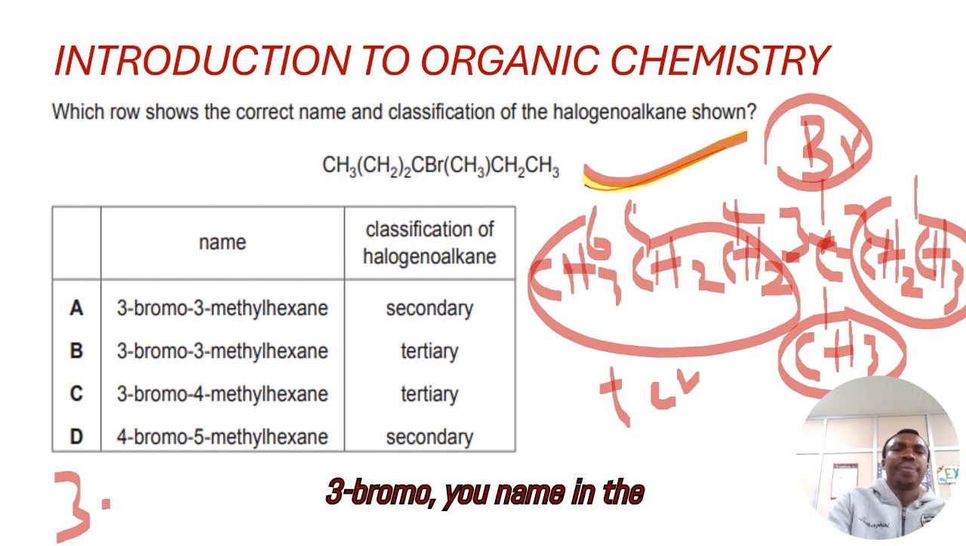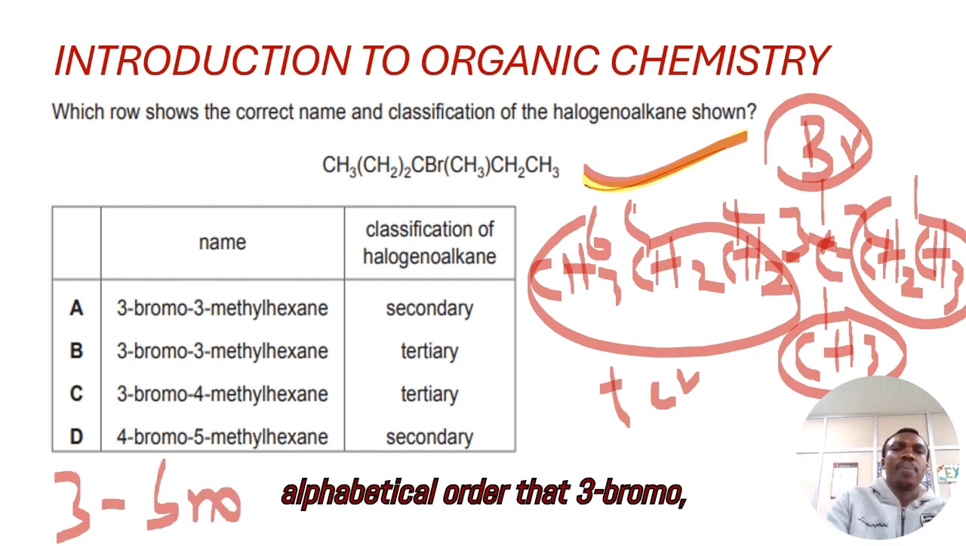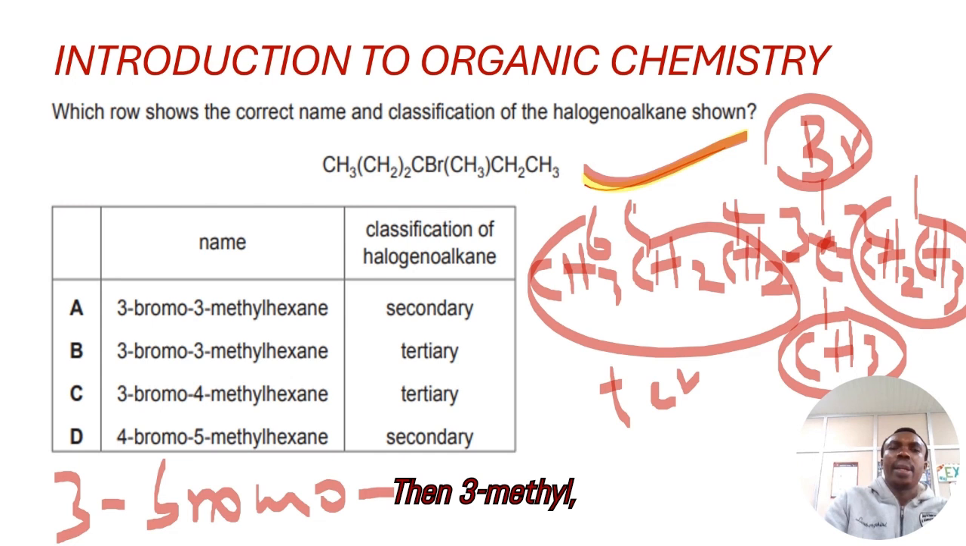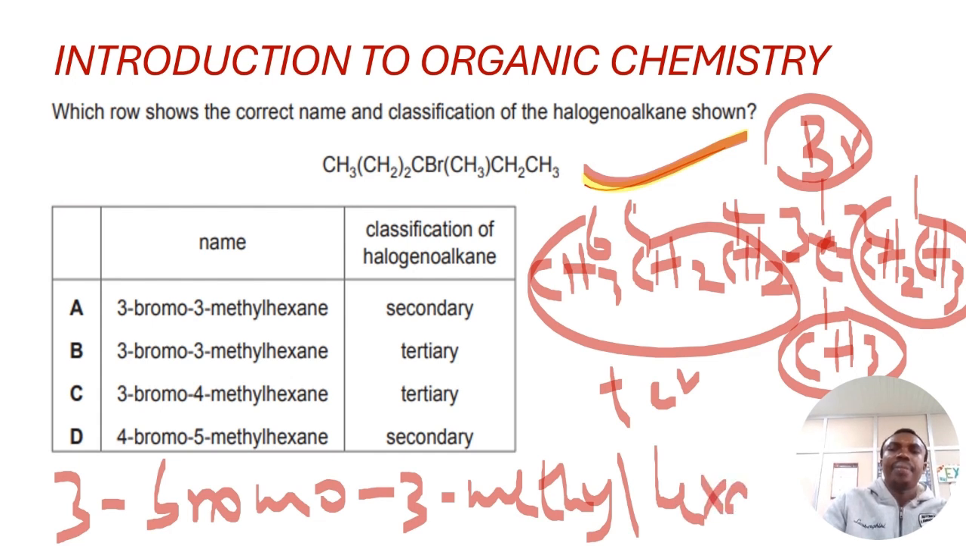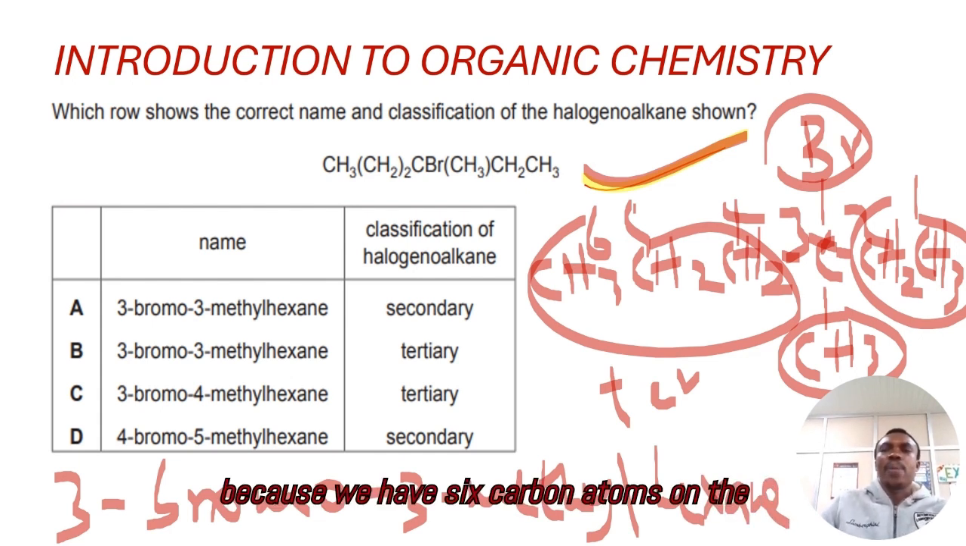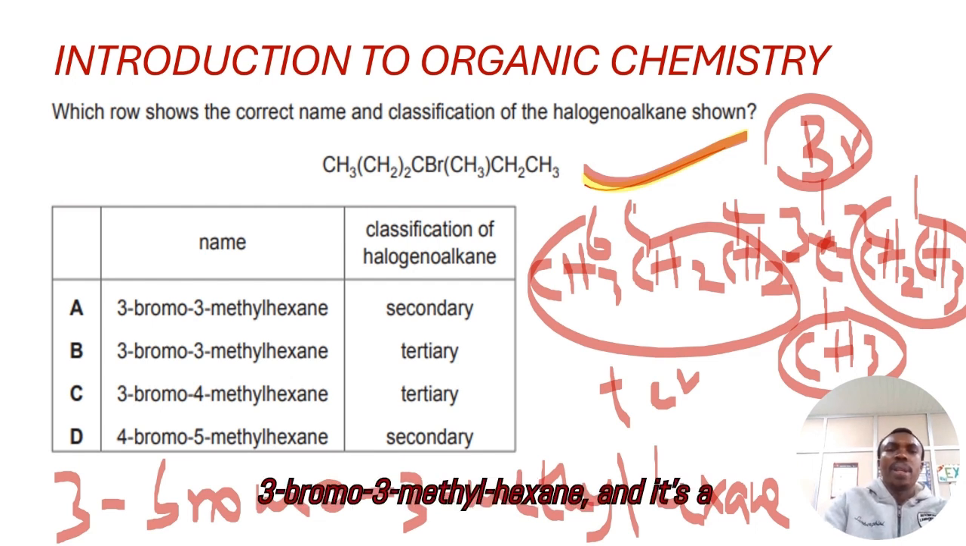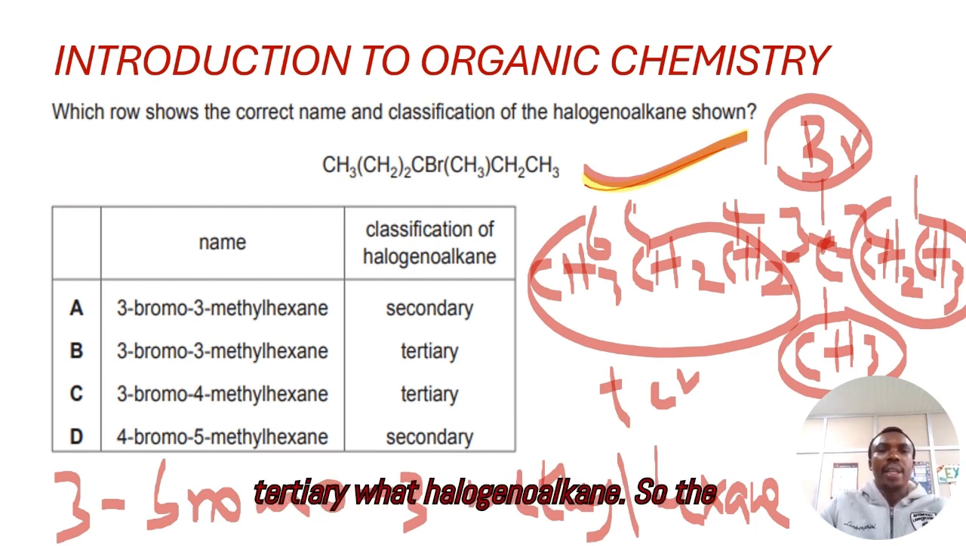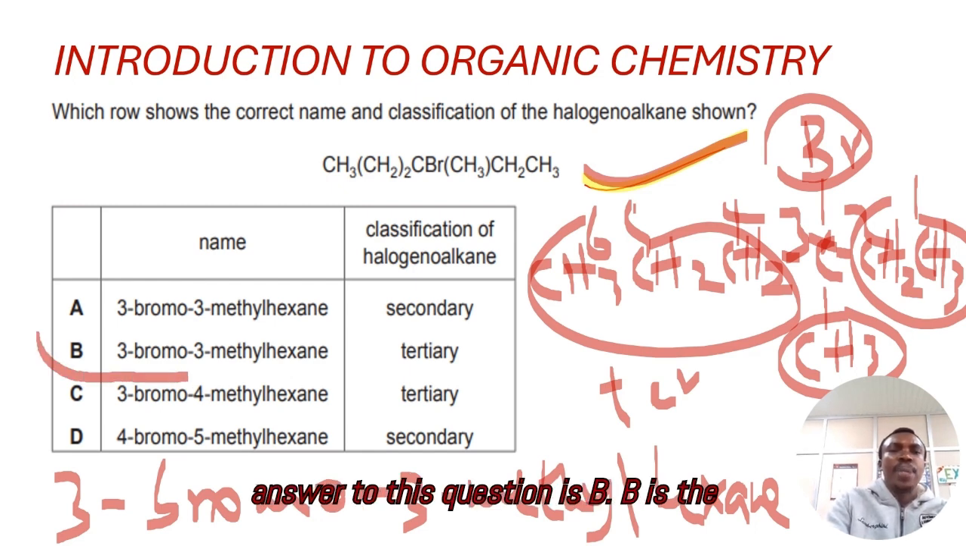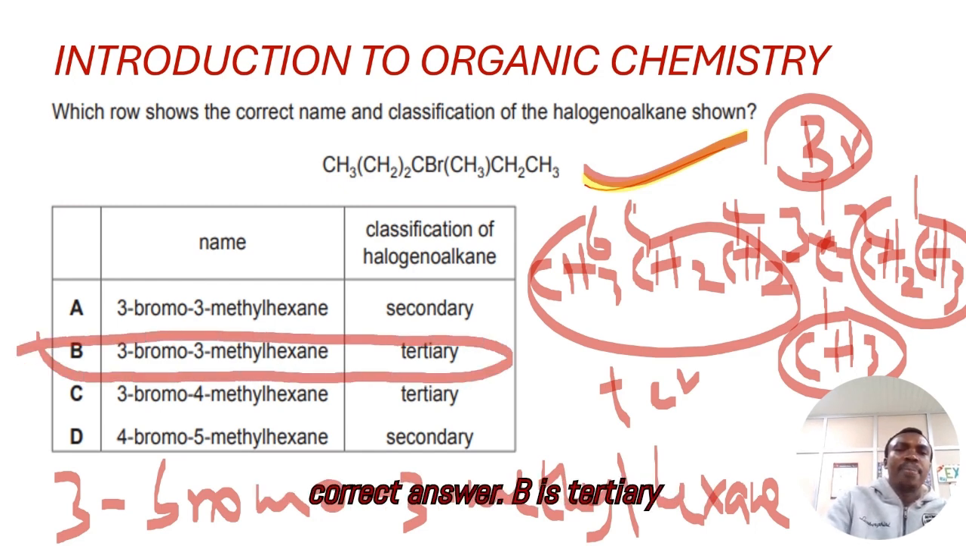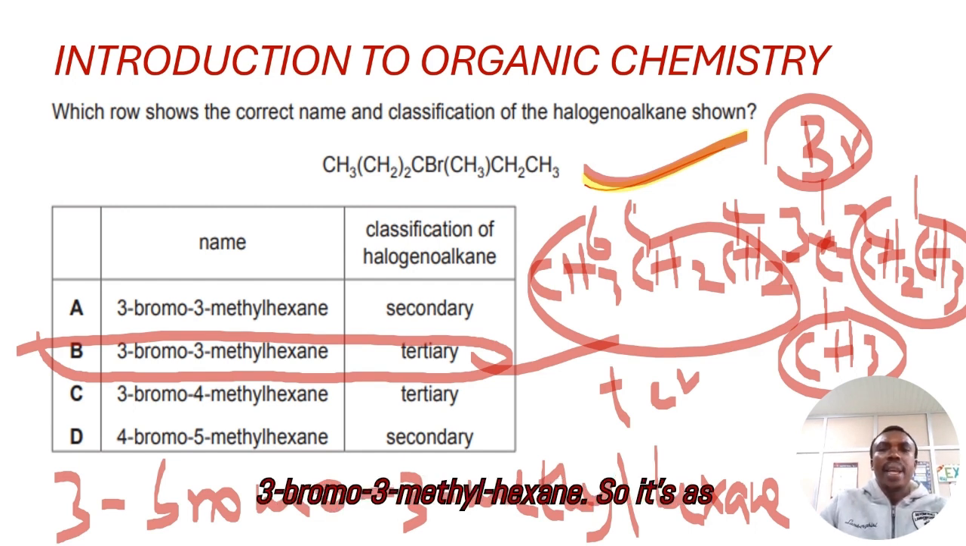So it will be 3-bromo. You name in alphabetical order, so 3-bromo, then 3-methyl, hexane, because we have 6 carbon atoms on the straight chain. So 3-bromo-3-methylhexane, and it's a tertiary what? Halogenoalkane. So the answer to this question is B. B is the correct answer. B is tertiary halogenoalkane, and the name is 3-bromo-3-methylhexane.